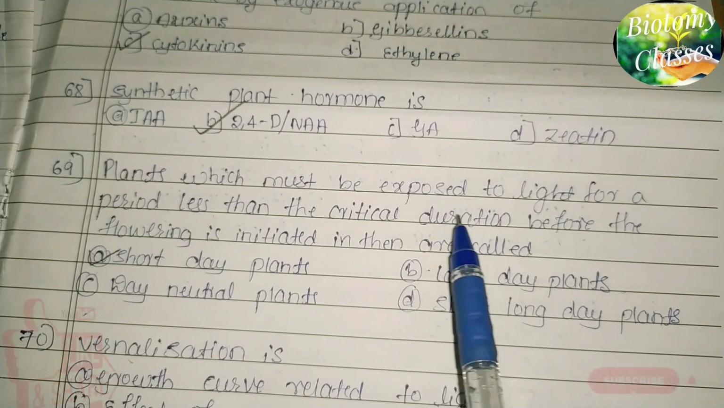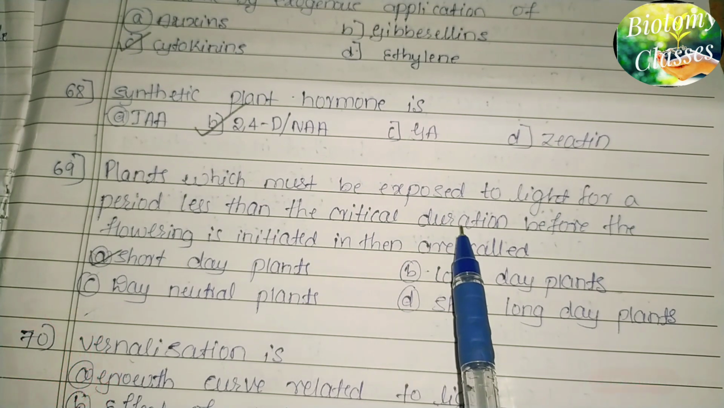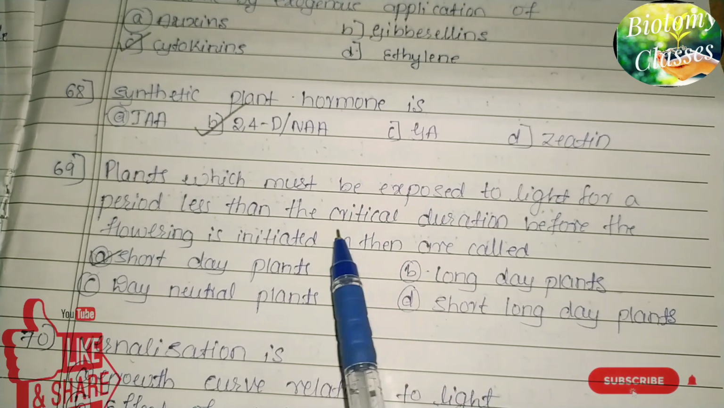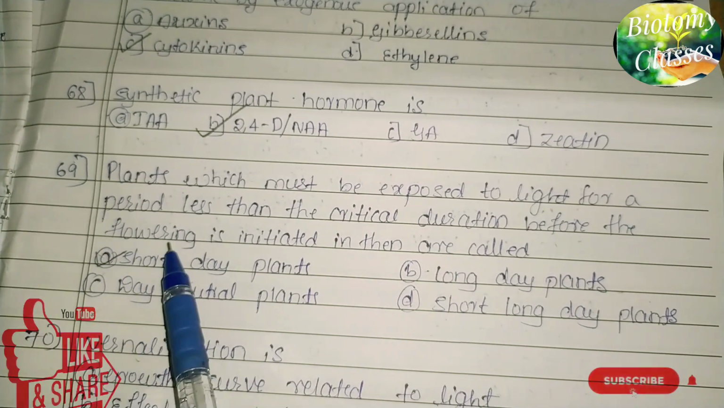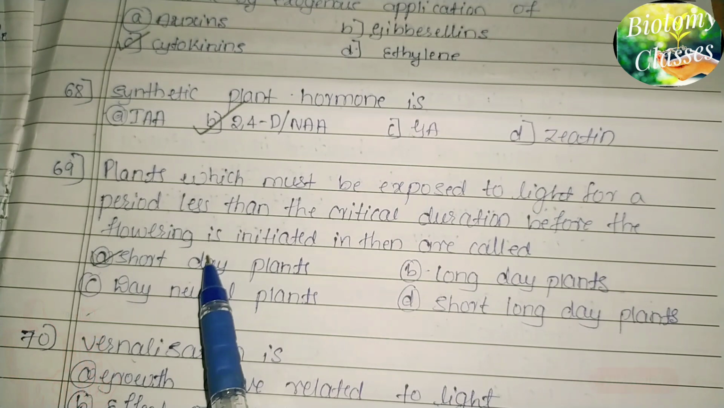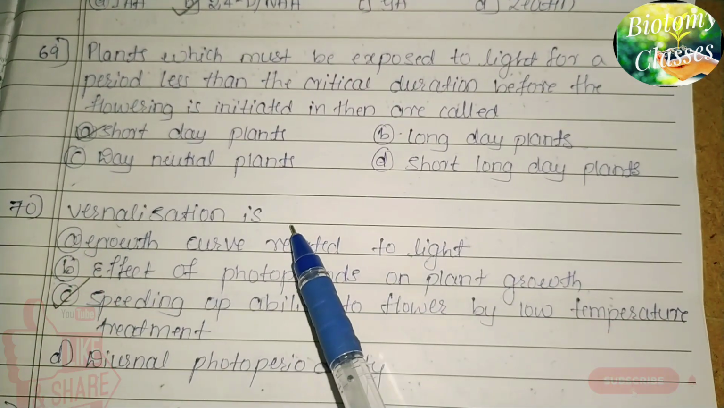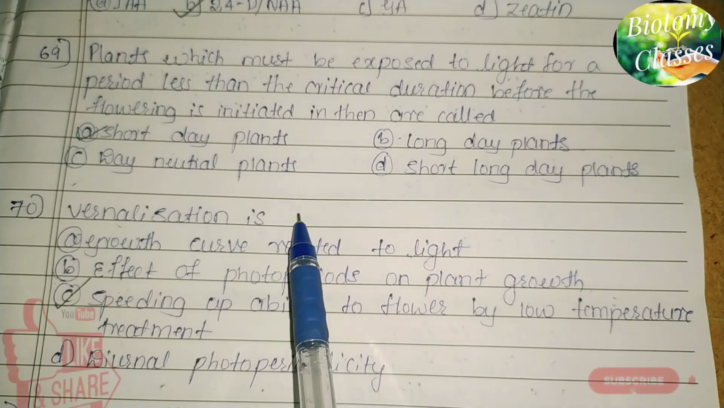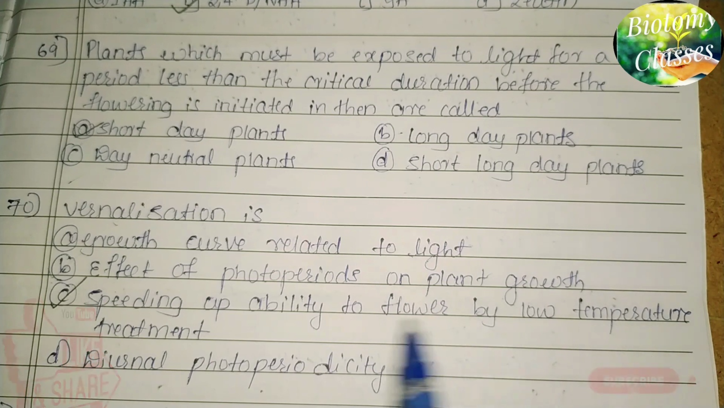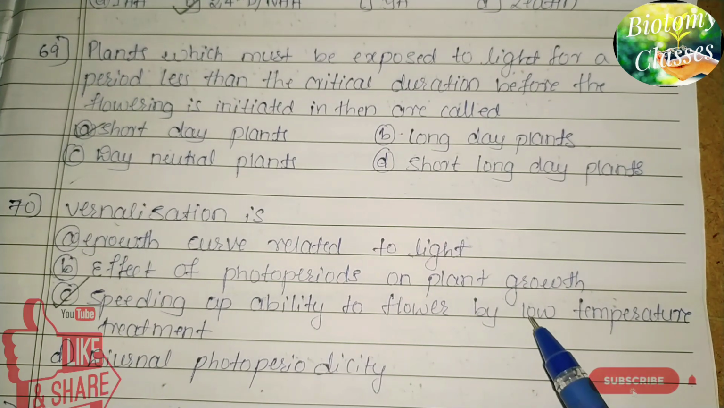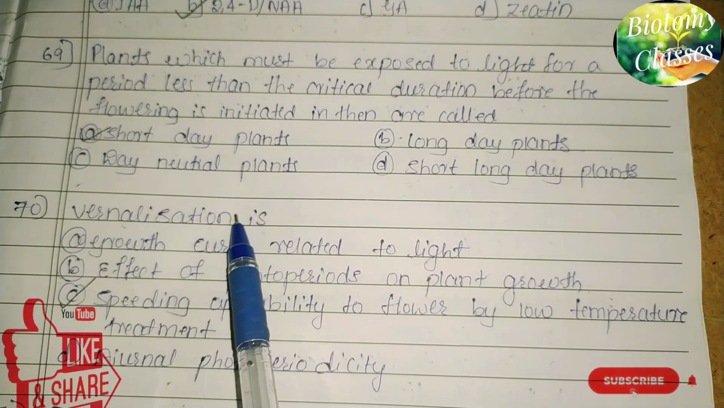Next question, plants which must be exposed to light for a period less than the critical duration. Because they mentioned less than the critical duration, it means short day plants; more than the critical means long day plants. So A is the right answer. Vernalization is the speeding up of the ability to flower by low temperature treatment. Whenever we hear the words low temperature treatment for flowering, that is called vernalization.